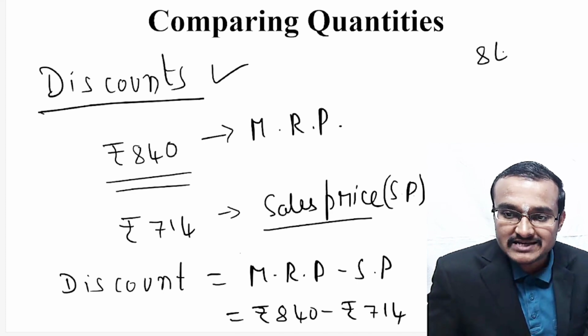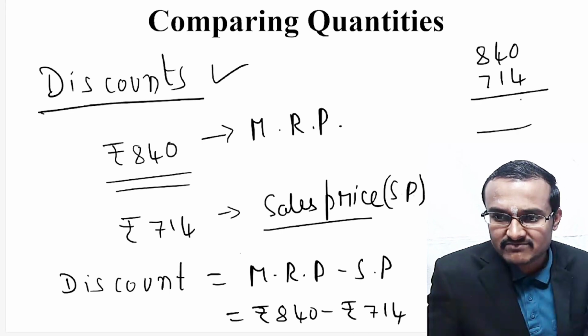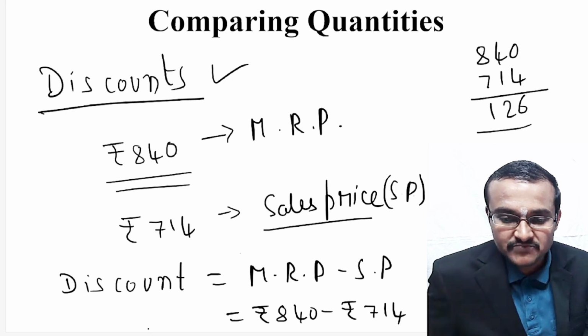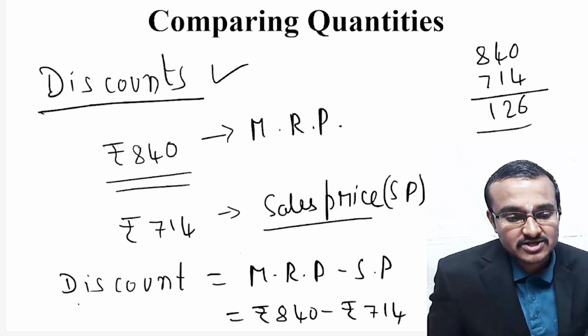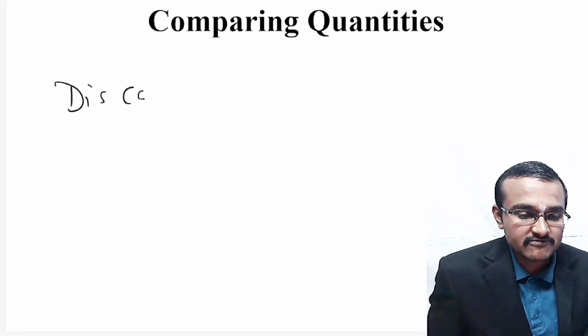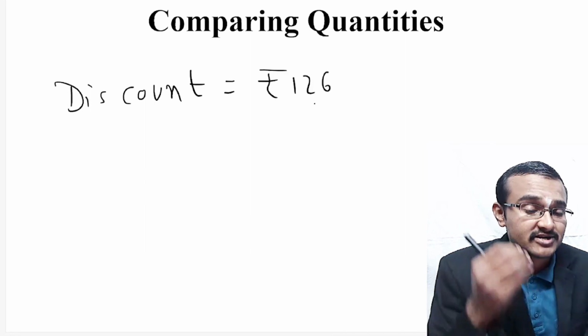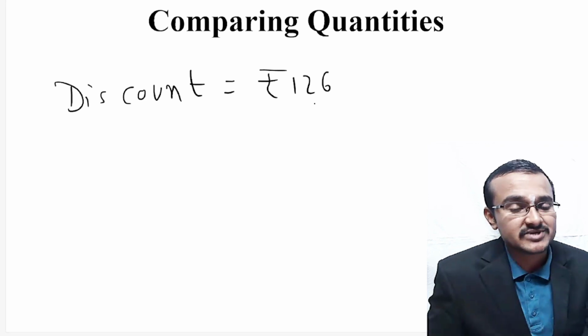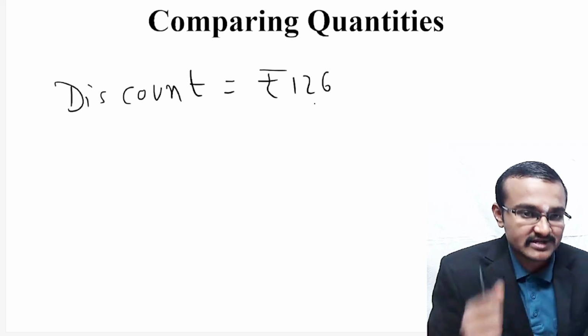So when you subtract 714 from 840, then it will be 10 minus 4 is 6, 3 minus 1 is 2, 8 minus 7 is 1. So 126 rupees is actually the discount of this particular product. So the discount of this particular product is rupees 126. That means he is giving that product 126 rupees less. That means he is giving 126 rupees discount for that product.